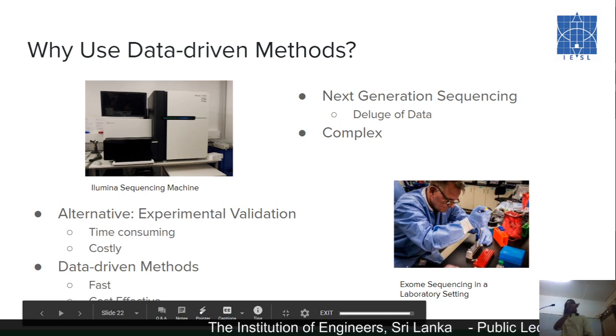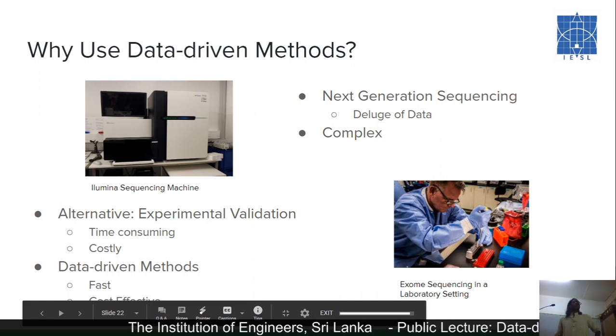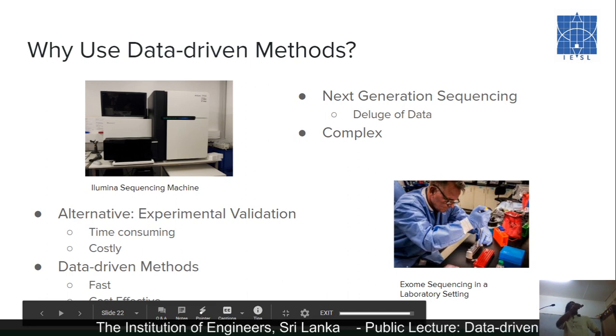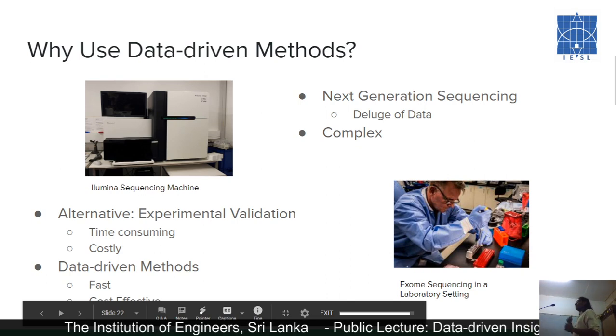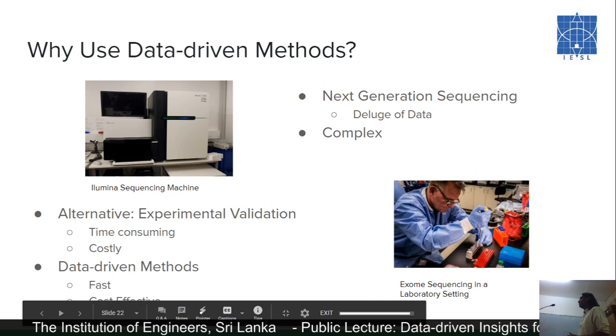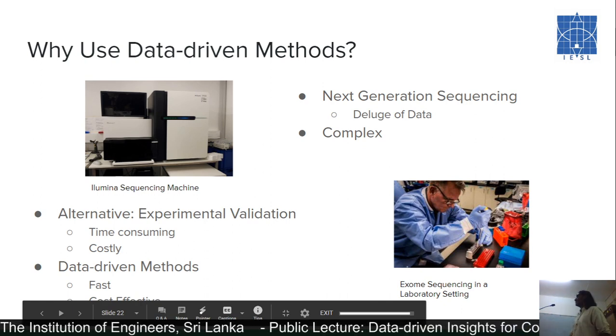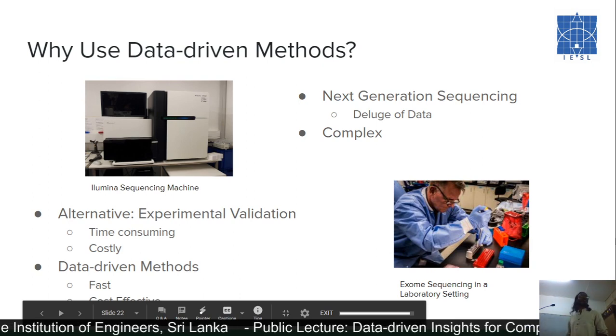Okay, so I'll quickly go through this slide. This is about why we need to use data-driven methods when we look at microbiology. So one thing is that next generation sequencing, for example, this Illumina sequencing machine, can sequence data rapidly, and we end up with a lot of information, a lot of data. And who do we call when we have a lot of data? We call data scientists to come and help understand that data, right?